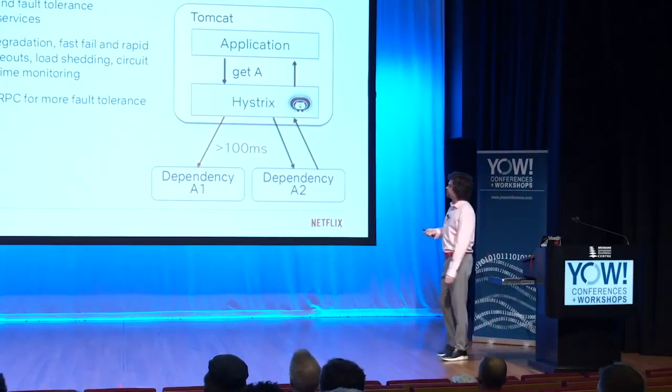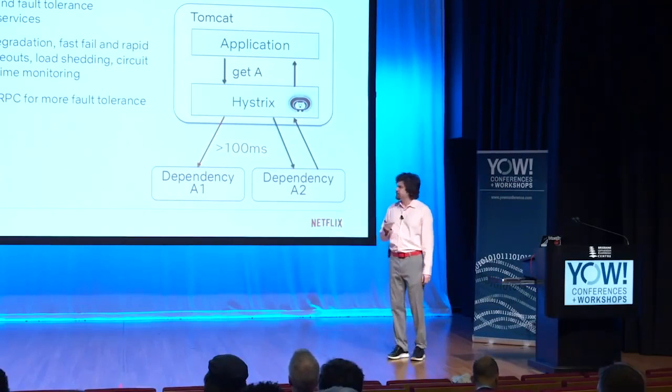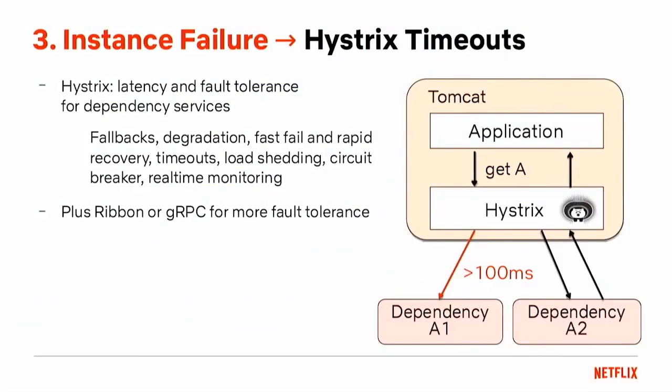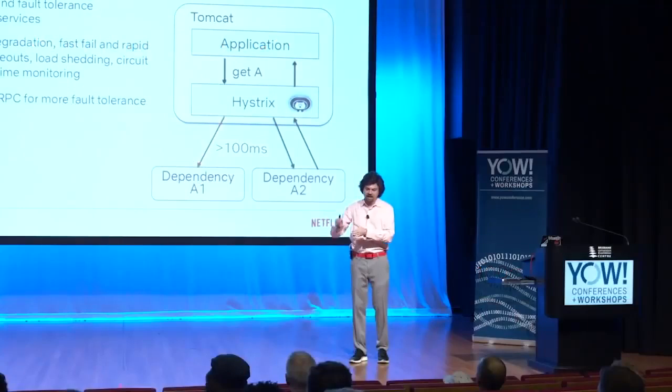Instance failures. We have Hystrix for timeouts, plus many, many other features, and also Ribbon, which is our internal tool, or gRPC, which provides more redundancy. If something bad happens to an instance, and I've done this myself at Netflix by accidentally panicking instances, it's not a big problem. The requests that have gone to that instance automatically time out higher up in the Netflix cloud stack and go to backup instances.